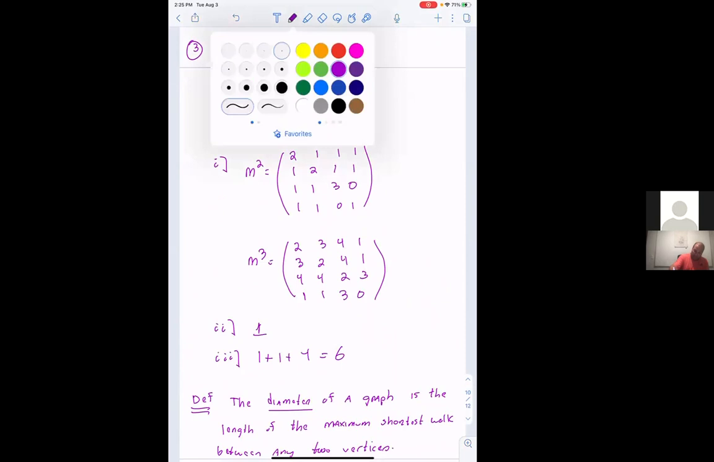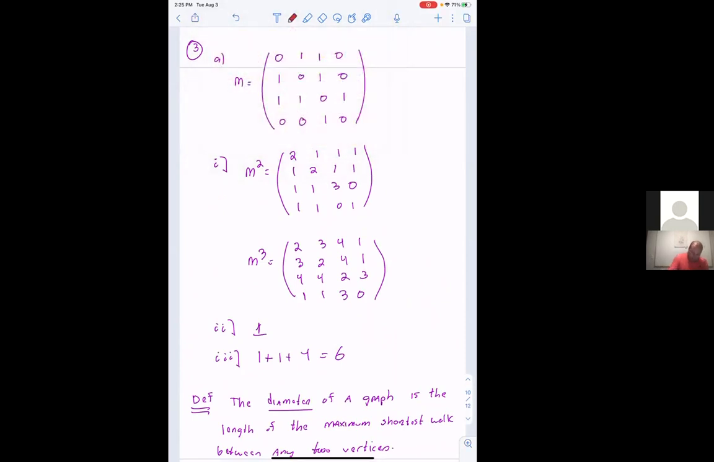Okay, let's take a look at this one. I'll use a different color here. So, okay, look at all the zeros. We don't get walks of length 1 in those entries: A to A, A to D, B to B, B to D, C to C, D to A, D to B, and D to D. So the diameter can't be 1 because we can't get from anywhere to anywhere else in one step.